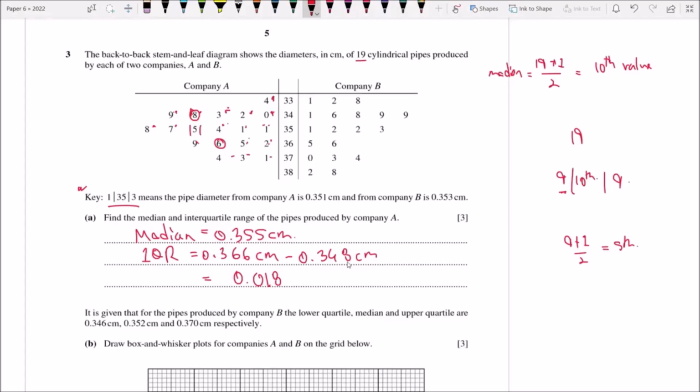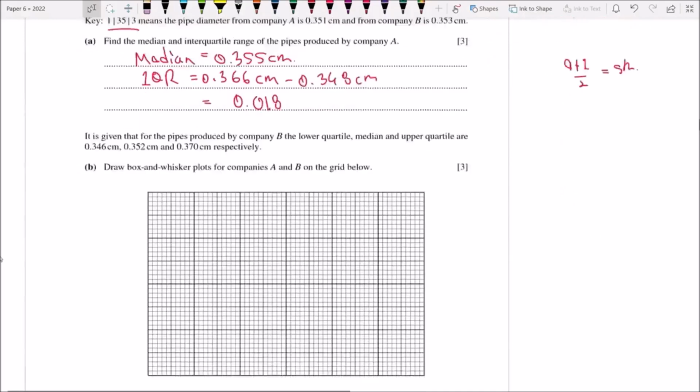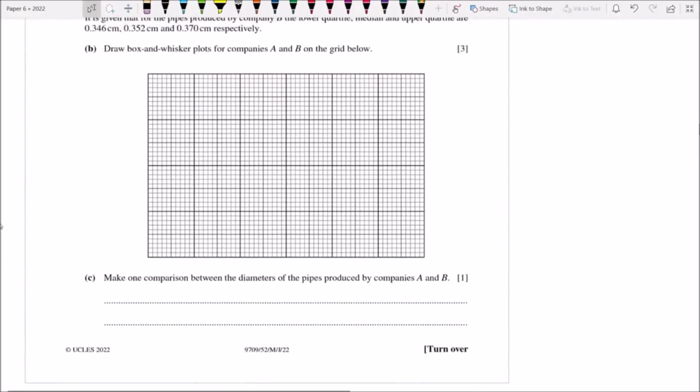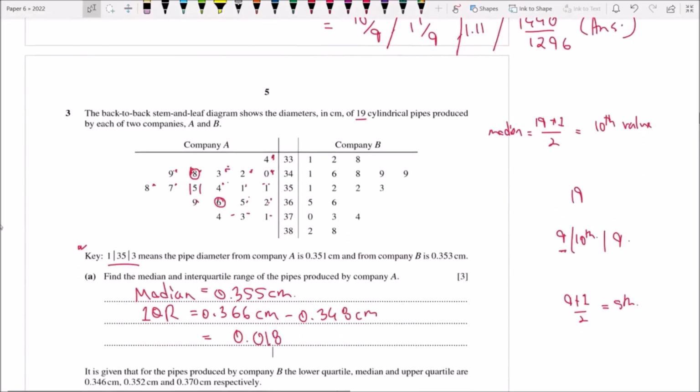All right, so that's the IQR. Draw box and whisker plots for companies A and B on the grid below. So you have to provide the scaling. Let's take a look at the least value that we have. It's this value, 0.331, and the highest value is 0.388.